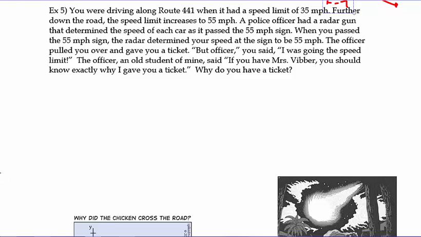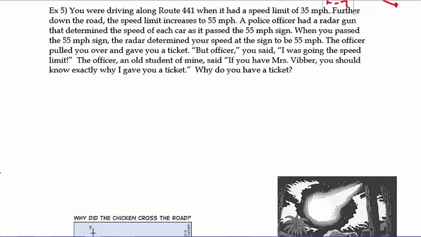So the officer pulls you over and gives you a ticket. And you say, but I was going the speed limit. It's 55, and I was going 55. And the officer, who happened to be an old student of mine, said, well, if you have Mrs. Vibber, then you should know exactly why I gave you a ticket. So why do you have one?